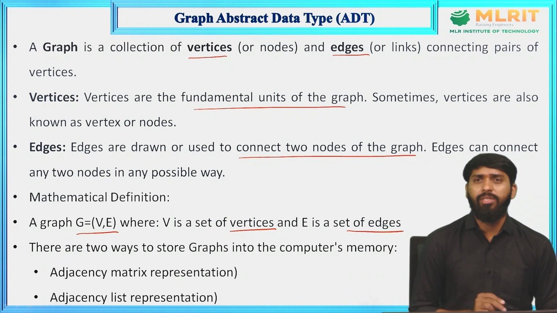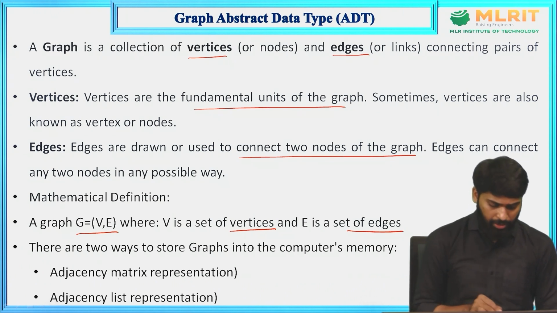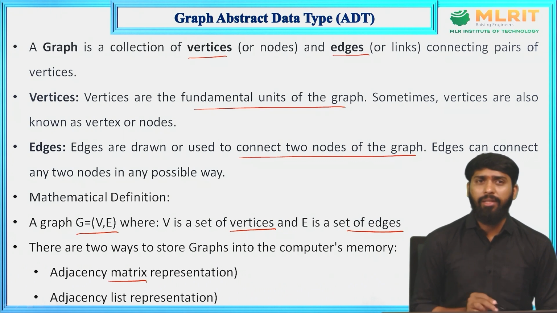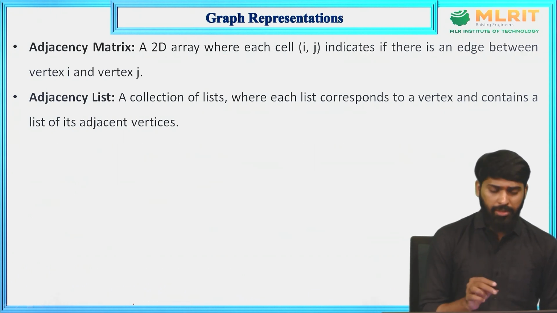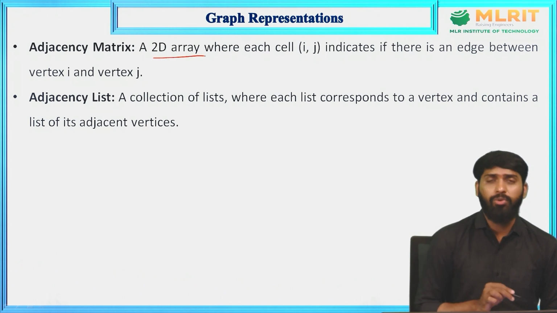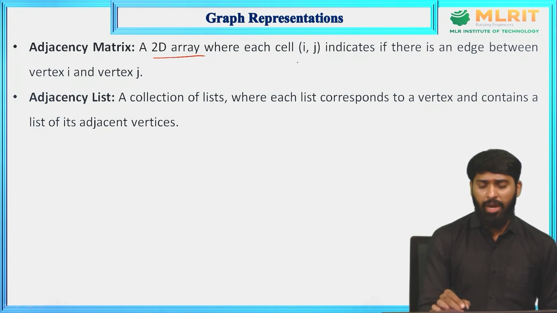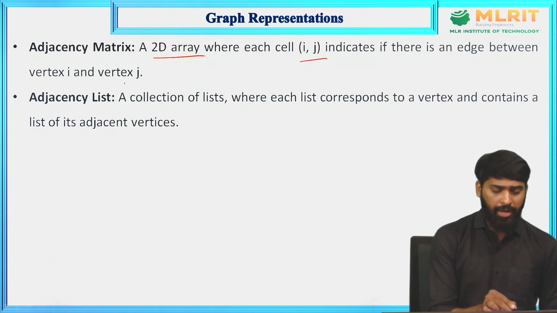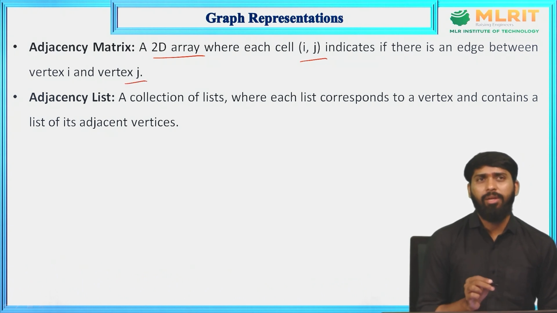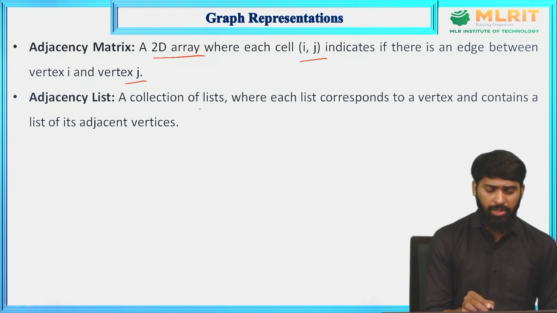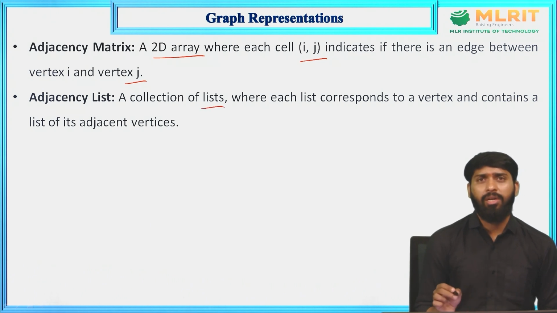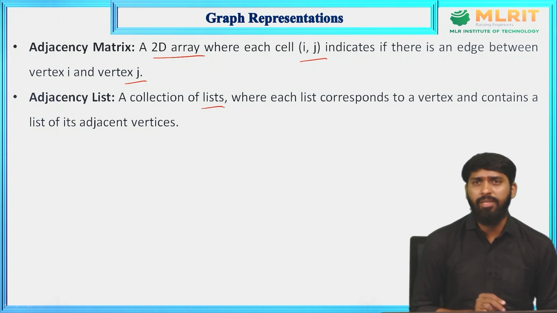There are two ways of representing graphs in memory. One is using an adjacency matrix, another is using an adjacency list. With an adjacency matrix, you represent your graph using a 2D array, where each cell (i, j) indicates if there is an edge between vertex i and vertex j. Similarly, an adjacency list is a collection of lists where each list corresponds to a vertex and contains a list of its adjacent vertices.